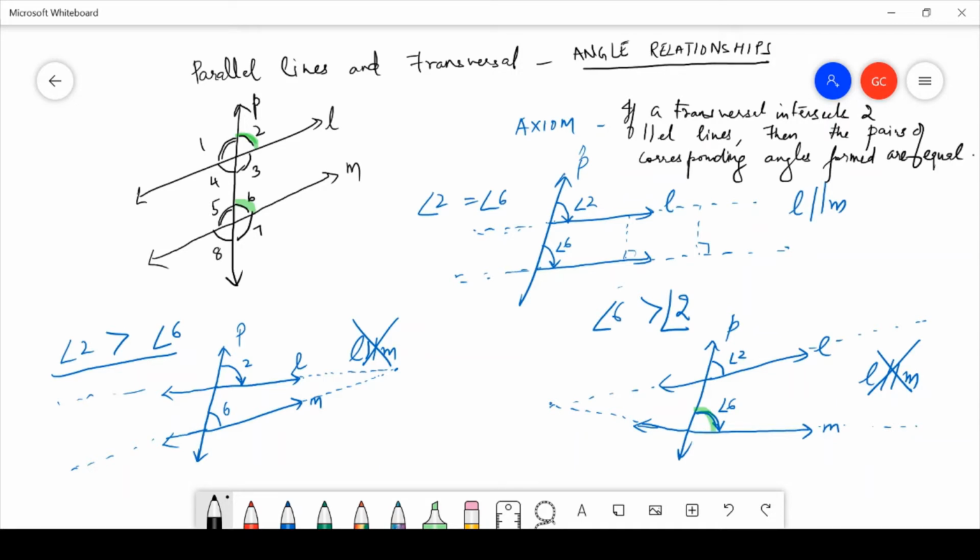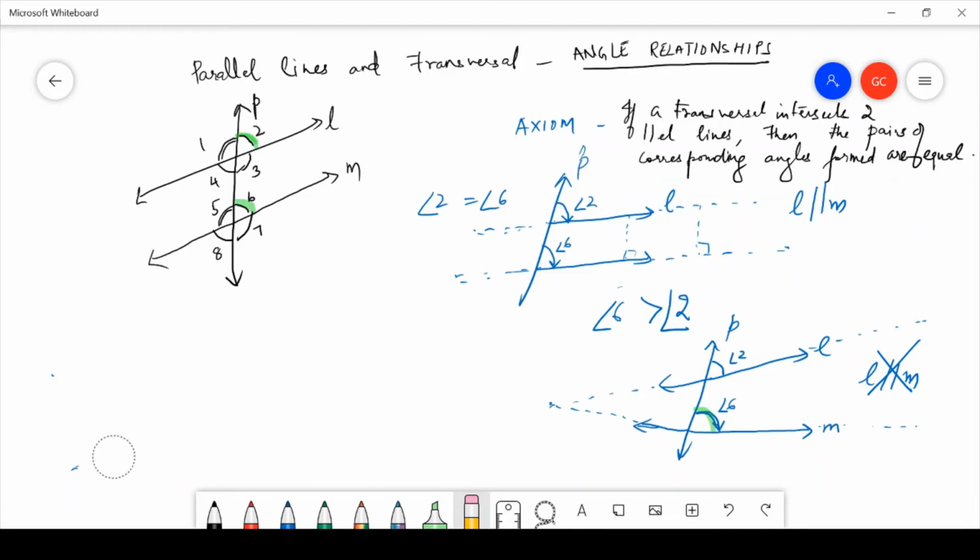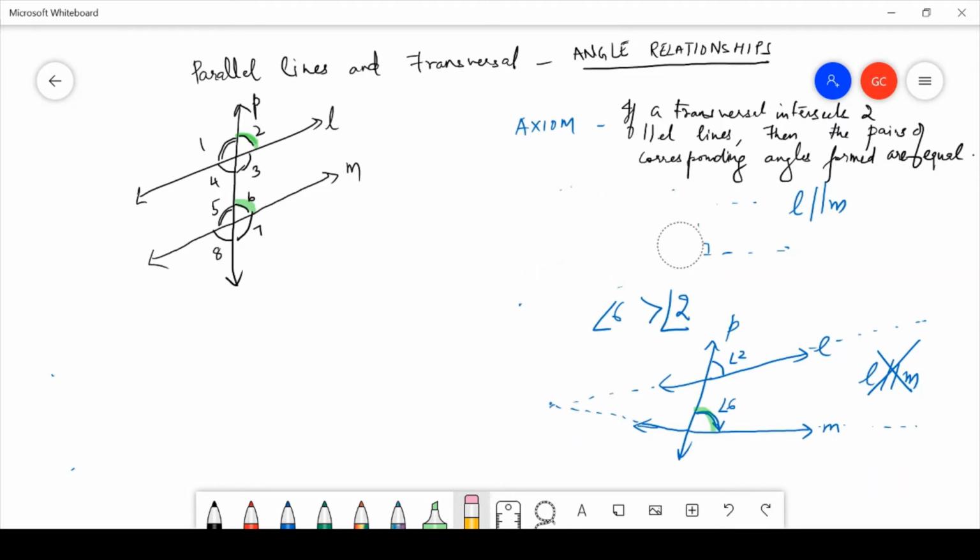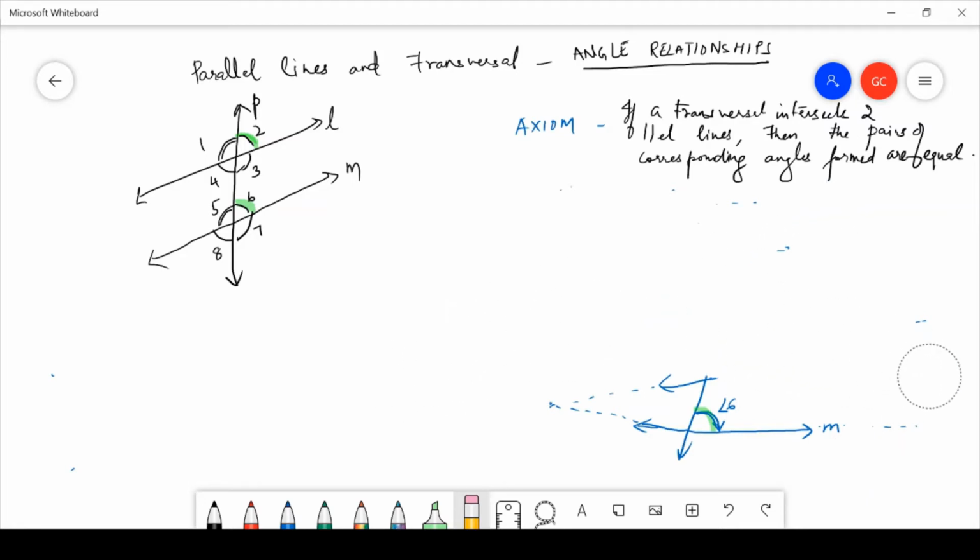So this is my axiom here, which I'm getting from an intuitive understanding, just by using my reason to imagine what would happen if they were not equal. That would mean that these two lines would not be parallel at all, right? Let's think about this for a minute. Maybe you can pause and think about this, and then let's think about what would be the converse of this axiom. And would the converse also be true? Let's think about that now.